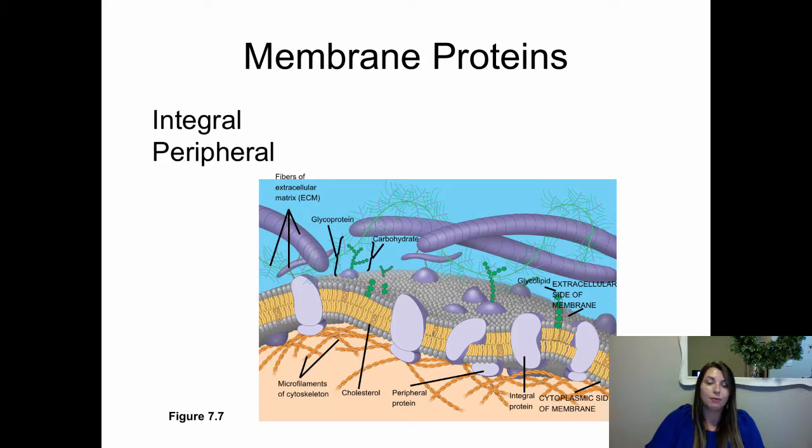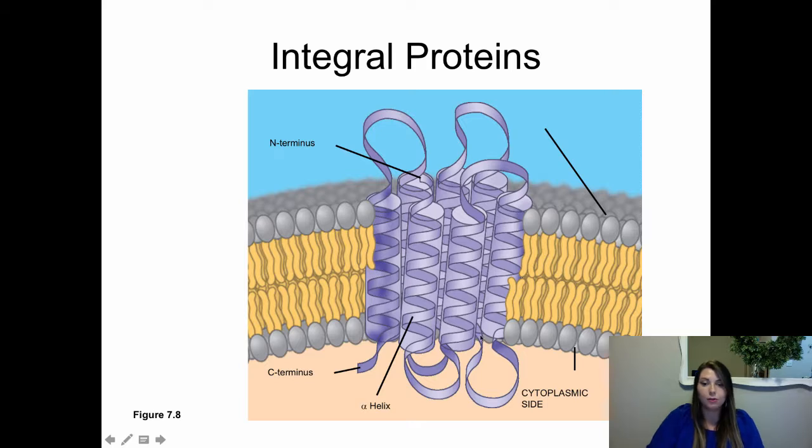So again, we have membrane proteins. They can either be integral, meaning that they go the entire way through this phospholipid bilayer, or they can be peripheral, meaning that they just either sit on the top or the bottom. Again, we have some examples. Let's see, here's one right here. Also, you can see another one right here. So these integral proteins, again, they cross through this membrane completely.